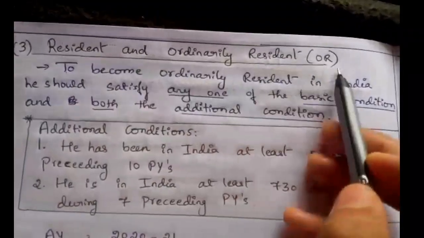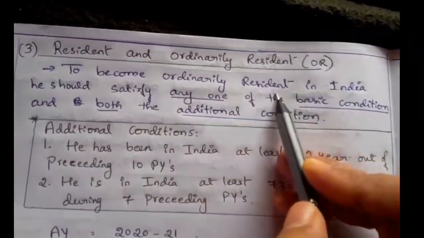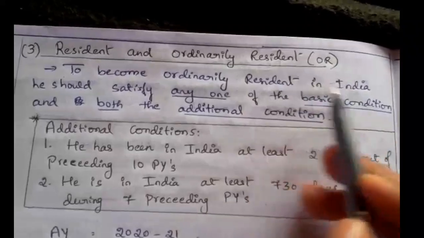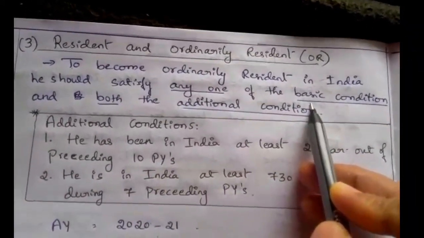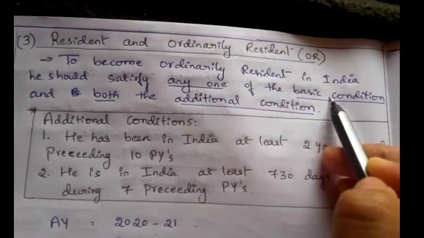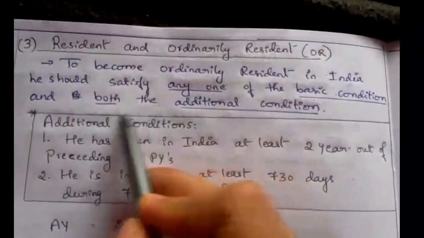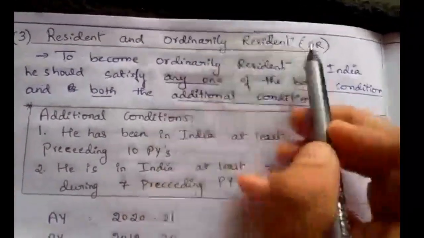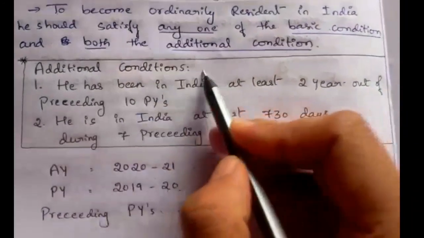This is calculated like resident, and ordinarily resident means, to become an ordinarily resident in India, he should satisfy any one of the basic conditions and both the additional conditions. If he satisfies any one of the basic conditions, he is treated as a resident, and if he satisfies both the additional conditions, he is treated as an ordinarily resident. So now we'll see what the additional conditions are.